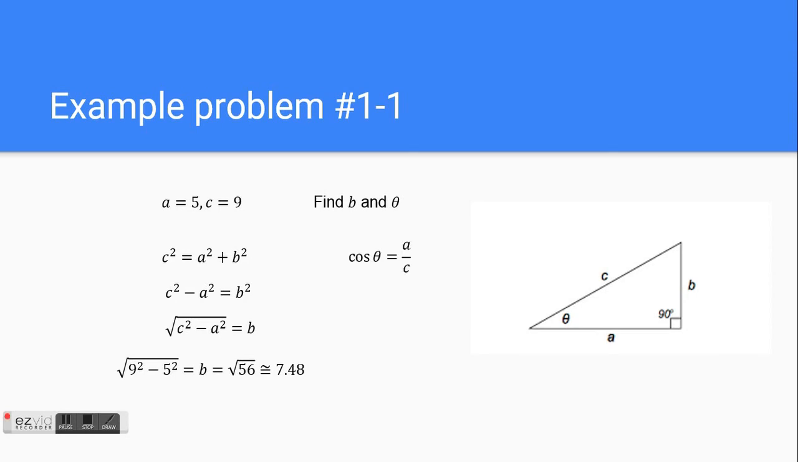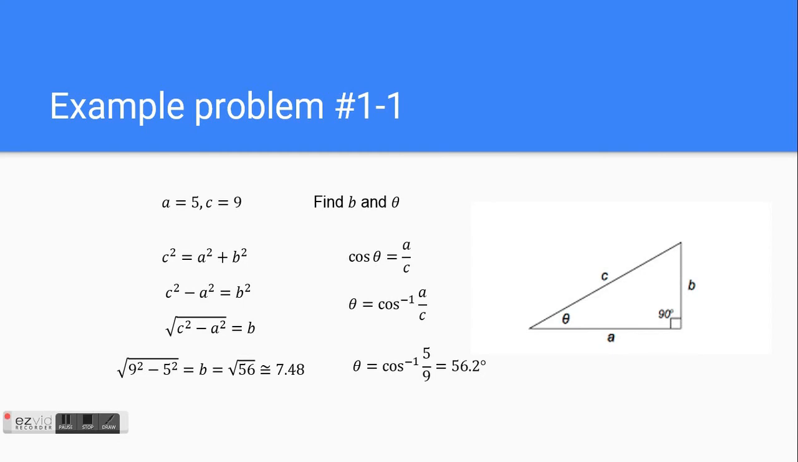If we wanted to figure out the angle theta, well, I know cosine of theta is equal to adjacent over hypotenuse, A over C. I have both. I can do a function called inverse cosine, which reverses cosine, basically says what angle relates to this cosine. And if we have inverse cosine of A over C, so inverse cosine of 5 over 9, then you should get 56.2 degrees.